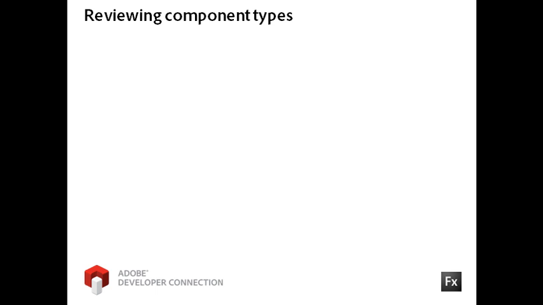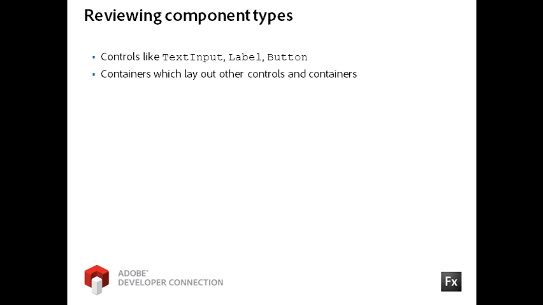To further orient you to the topic of this video, remember that there are two types of components. Controls are UI elements like text input, label, or button components. Containers are components that are used to lay out controls or other containers. Both Spark and MX components consist of both controls and containers.